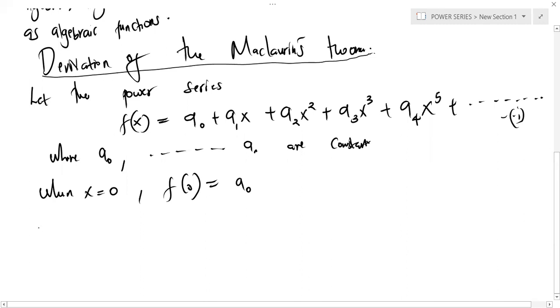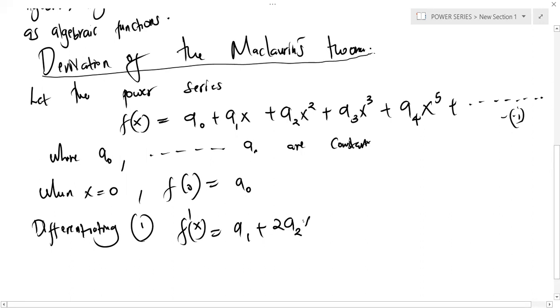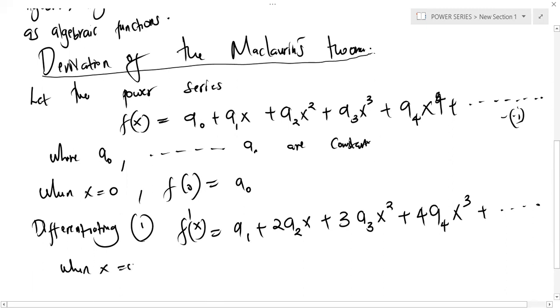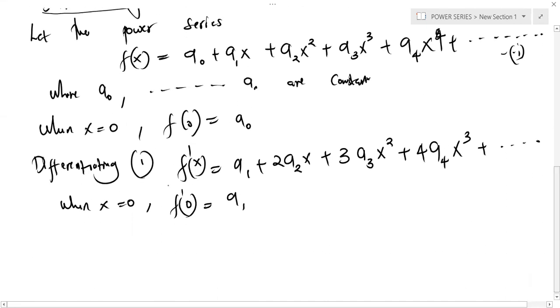Differentiating equation 1 to get f prime of x, we will have f prime of x is equal to, the derivative of this is 0, so we will have a1 plus 2a2x plus 3a3x squared plus 4a4x cubed and so on. Now, when x is equal to 0, what will we have? If we replace the values of 0 here, we will have our f prime of 0 as a1.